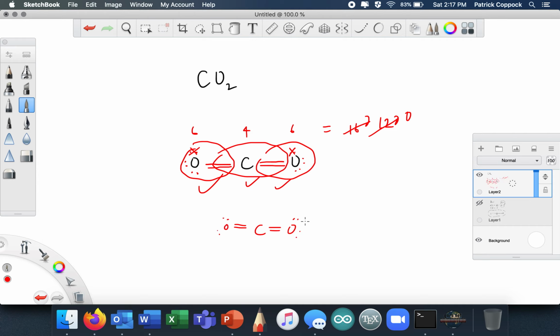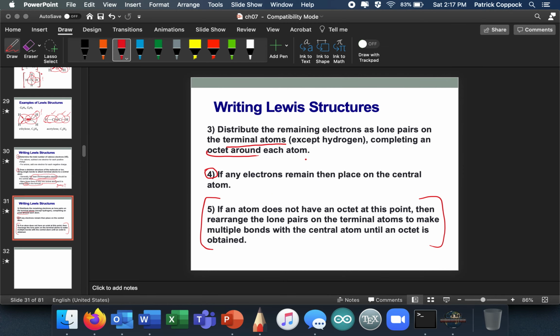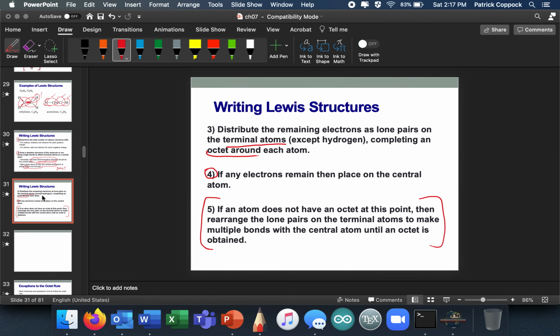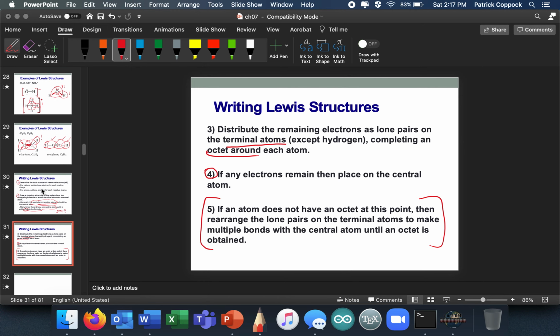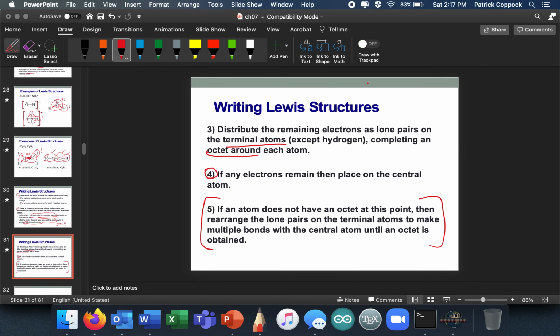Okay? So we did examples of these 5 rules with 2 structures, water and carbon dioxide. In our next video, we'll talk about exceptions to the octet rule and writing more Lewis structures.